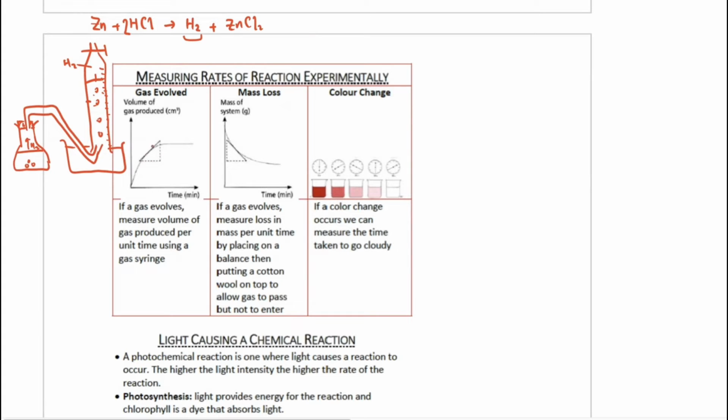They draw a triangle here because this triangle is to measure the gradient of the tangent. And you are measuring the instantaneous rate, that means the rate of reaction at this particular time. Let's say here it's 3 minutes. So you are measuring the instantaneous rate of reaction at 3 minutes. That's why you have to find the gradient of the tangent.